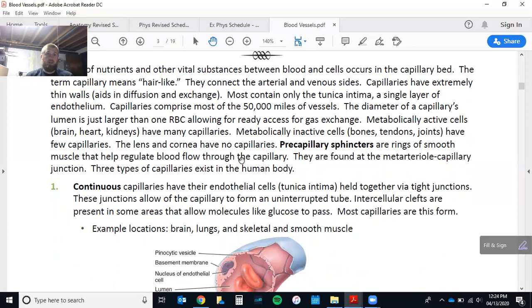Metabolically active cells like your brain, heart, and kidneys are going to have a lot of capillaries. Those that are metabolically inactive, like bones, tendons, and joints, have very few. And then places like our lens and our cornea in our eyes have none. Precapillary sphincters are rings of smooth muscle that regulate blood flow through a capillary. So they can either basically pinch the capillary shut or relax and allow blood to come into a capillary. And we find them at the arterial-capillary junction.